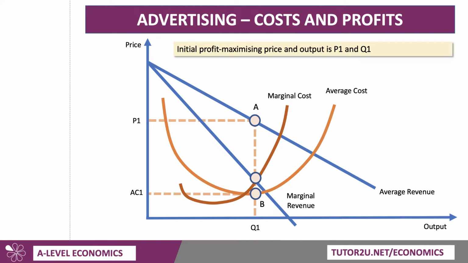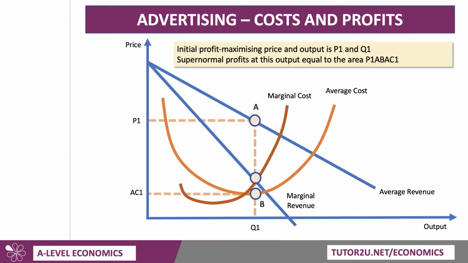So let's just work our way in terms of how advertising might impact on profits through changes in demand and costs. I'm going to be using cost and revenue curve analysis, top level analysis. Here's an initial output where the profit maximizing firm is producing an output Q1 where MC meets MR. And the price they're charging is P1, the average cost is AC1. So the supernormal profits at this output level equal the area P1, A, B, AC1. There they are. There are the supernormal profits.